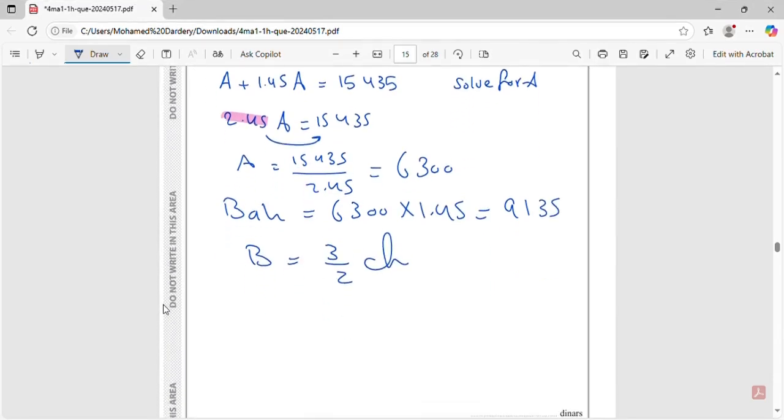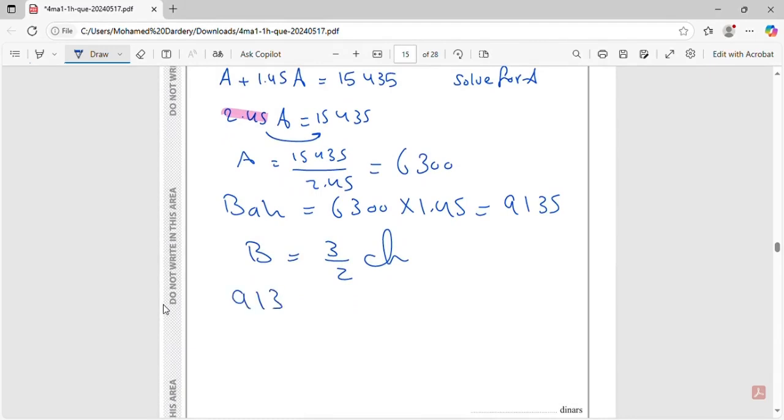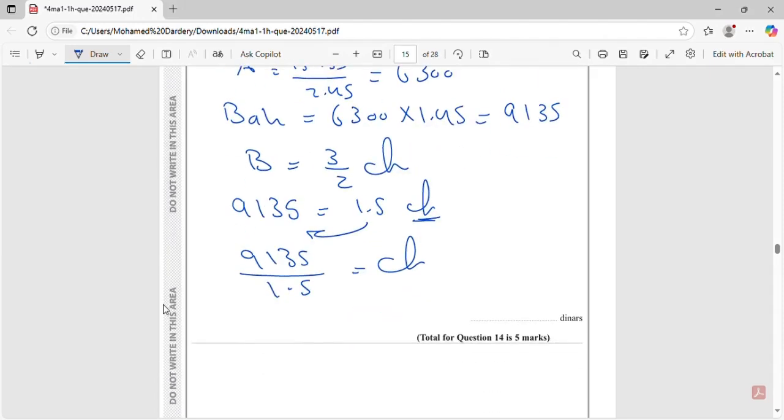And we know these numbers, and I have no idea about the 1.5 for Chenda. I need Chenda, so when I solve this one, it will be 135 divided by 1.5 for Chenda. After using the calculator, we will figure out that it's equal to 6090.